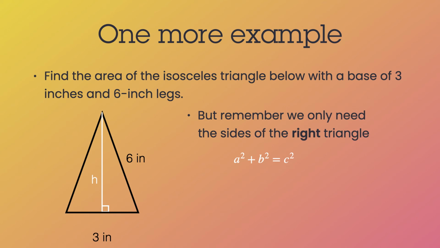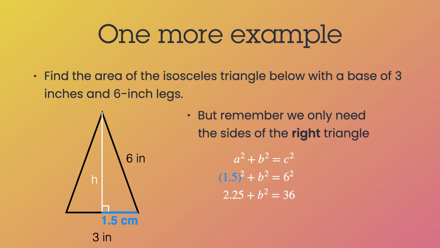So when we're looking at the sides that we're going to use for our a and our c, we have to use the bottom of the right triangle, not the entire isosceles. So we only need half of that base, and half of 3 is 1.5. So as we fill this in, 1.5 squared plus b squared equals 6 squared, because 6 was the leg of the isosceles triangle. It became the hypotenuse of our right triangle.